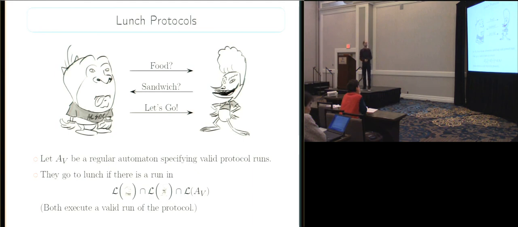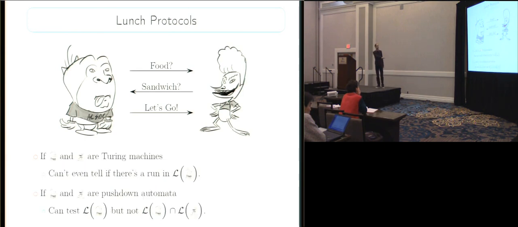So you can assume that our protocol is simple enough to be specified by a regular automaton. And these guys will go to lunch together if we can find some valid run in this protocol, something that's a run of the protocol, such that the first guy can do it and agrees that this is a good execution, and the second guy can do it and agrees it's a good execution. So if we can find an execution that matches all of these three constraints, then these guys are going to go to lunch. So the problem is, can we find such an execution?